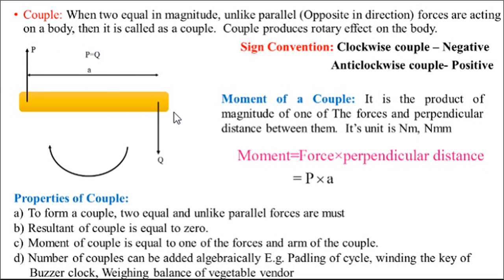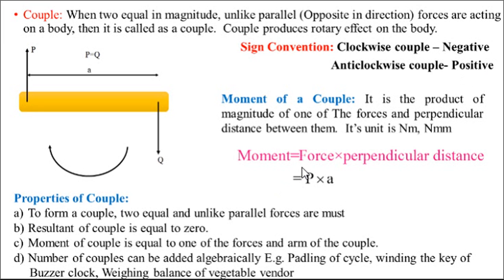See, if this force is rotated about this, it will rotate like this. If this Q rotates about P, it will rotate like this. So this is the rotational effect. In a simple way, how will we define couple? Two forces equal in magnitude, opposite in direction, parallel to each other, form a couple. P and Q must have the same magnitude. And for clockwise and anti-clockwise couple, the sign convention is the same: clockwise is negative, anti-clockwise is positive.